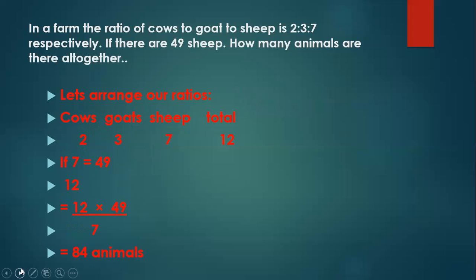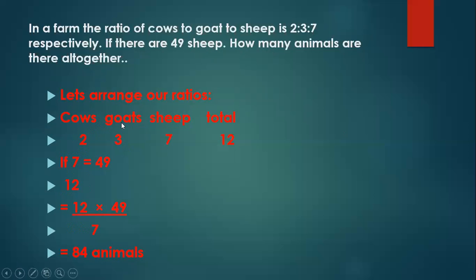Then also sharing. We also talk about sharing. In a farm, the ratio of cows to goats to sheep is 2:3:7 respectively. It means cows is 2, goats is 3, and sheep is 7. If there are 49 sheep, how many animals are there altogether? Can we arrange our ratios?